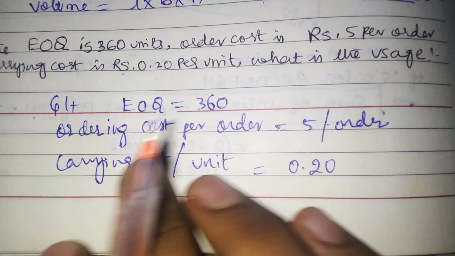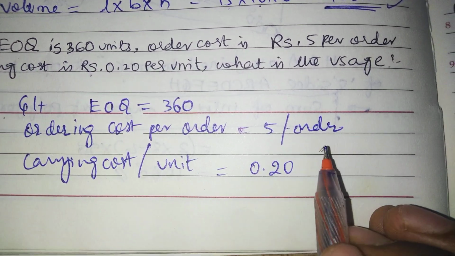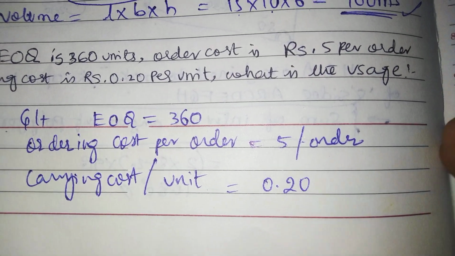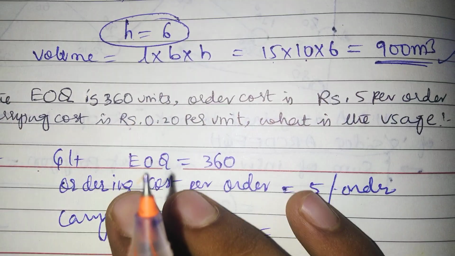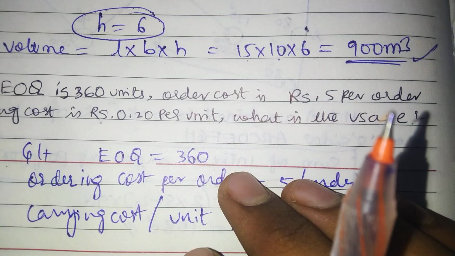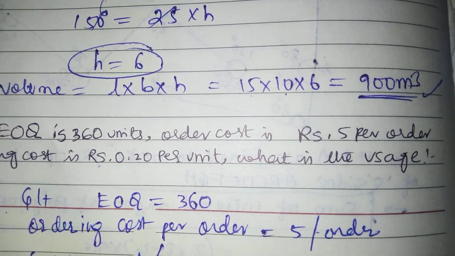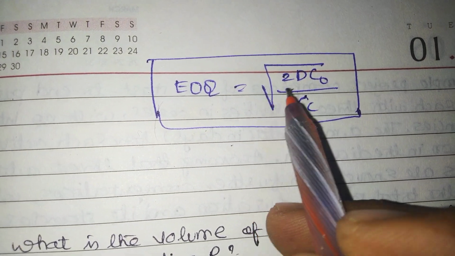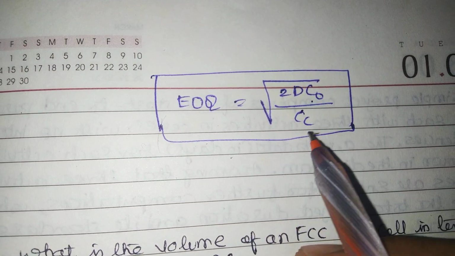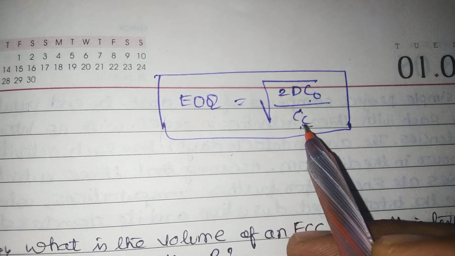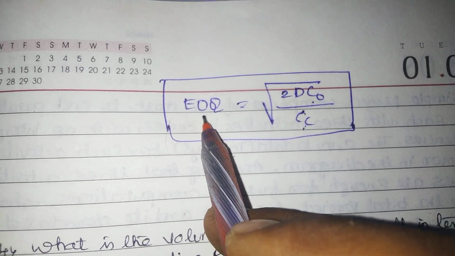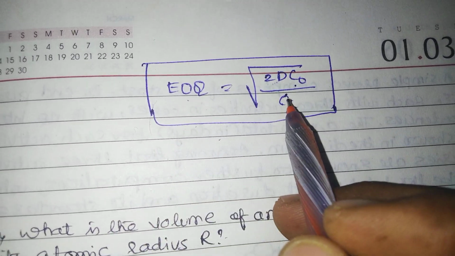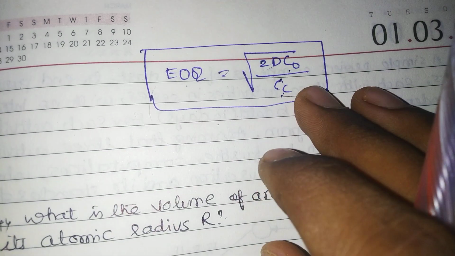Given the data, order cost is 5 per order and carrying cost is 0.2 per unit. The economic order quantity formula we know, so we simply substitute in the formula to get the answer. This is the formula: economic order quantity, ordering cost and carrying cost are already given. The EOQ is also given, and we have to calculate the demand, that is usage. Simply substitute the values in this formula to get the answer.